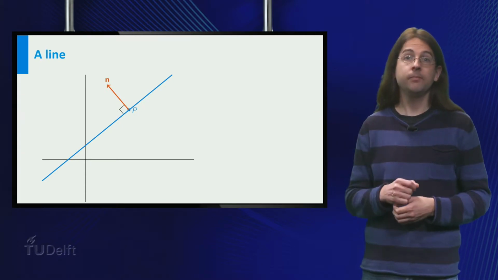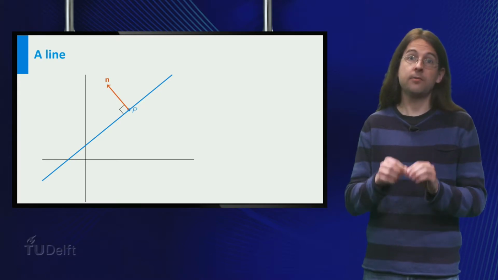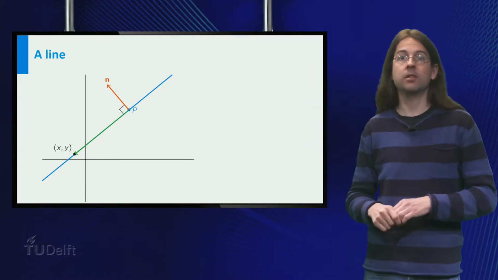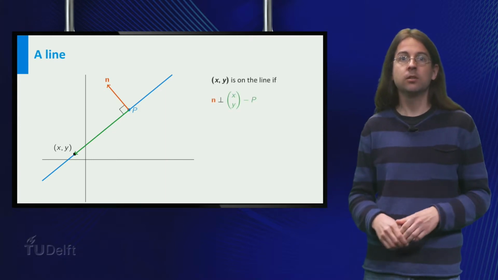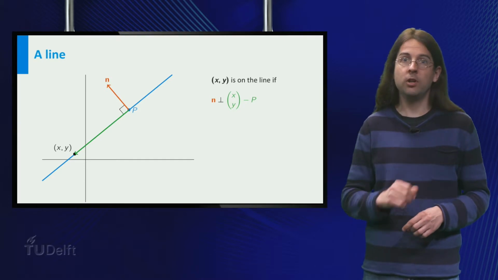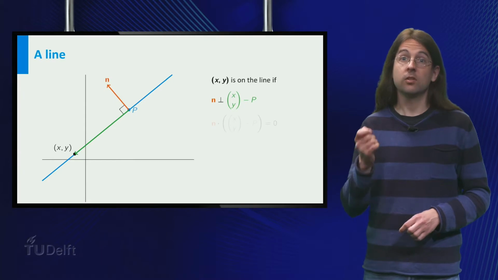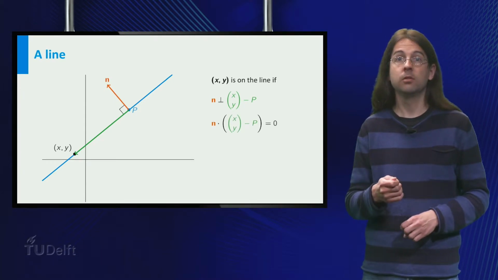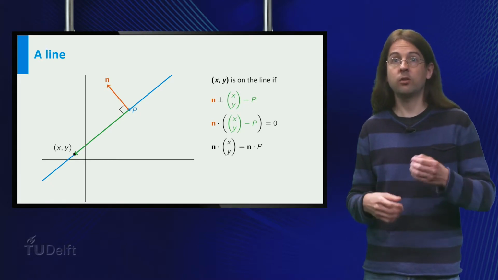Take a point p, and then another point (x, y) is on the line if the vector (x, y) minus p points in the direction of the line. This means that n is perpendicular to the vector (x, y) minus p. So their dot product should equal 0. This gives n dot ((x, y) minus p) equals 0. So n dot (x, y) equals n dot p.